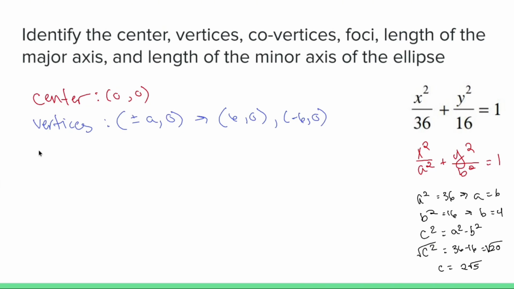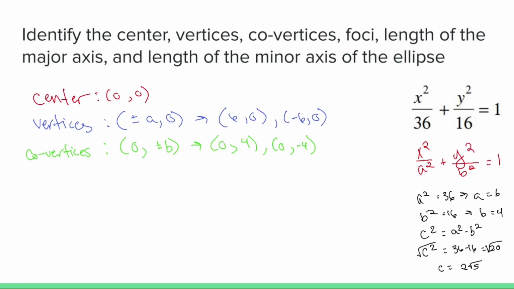Your covertices, similar but different, are going to be 0, positive or negative b. So that's going to turn into 0, positive 4, and 0, negative 4. Okay, so those are your covertices.